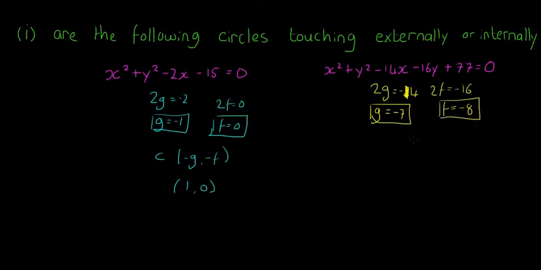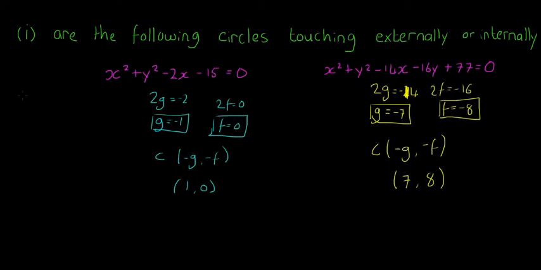So the center point of this circle, C, again is minus g, minus f. So in this case it's going to be plus 7 and plus 8, because again, minus minus. So those are the two center points. I'm also going to get the radius just while I'm here.